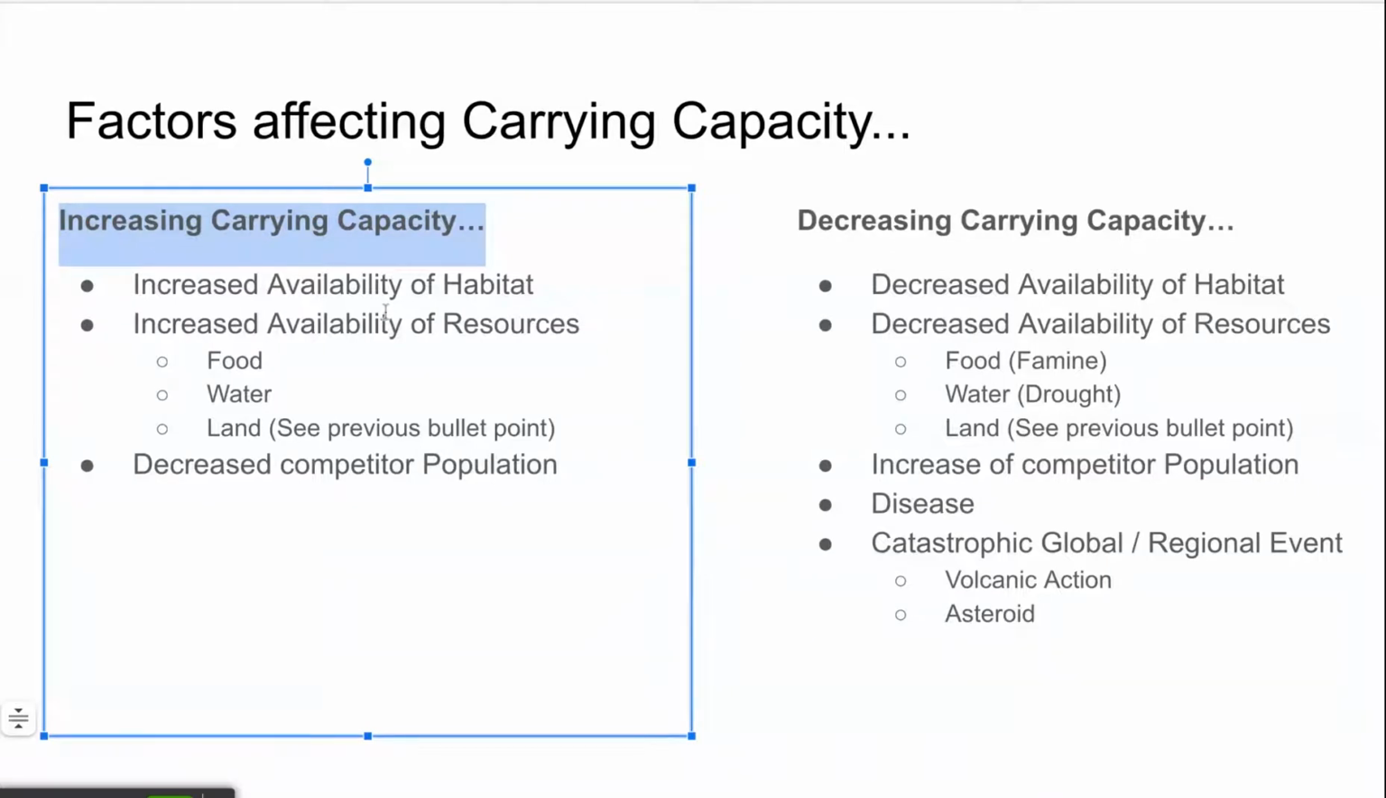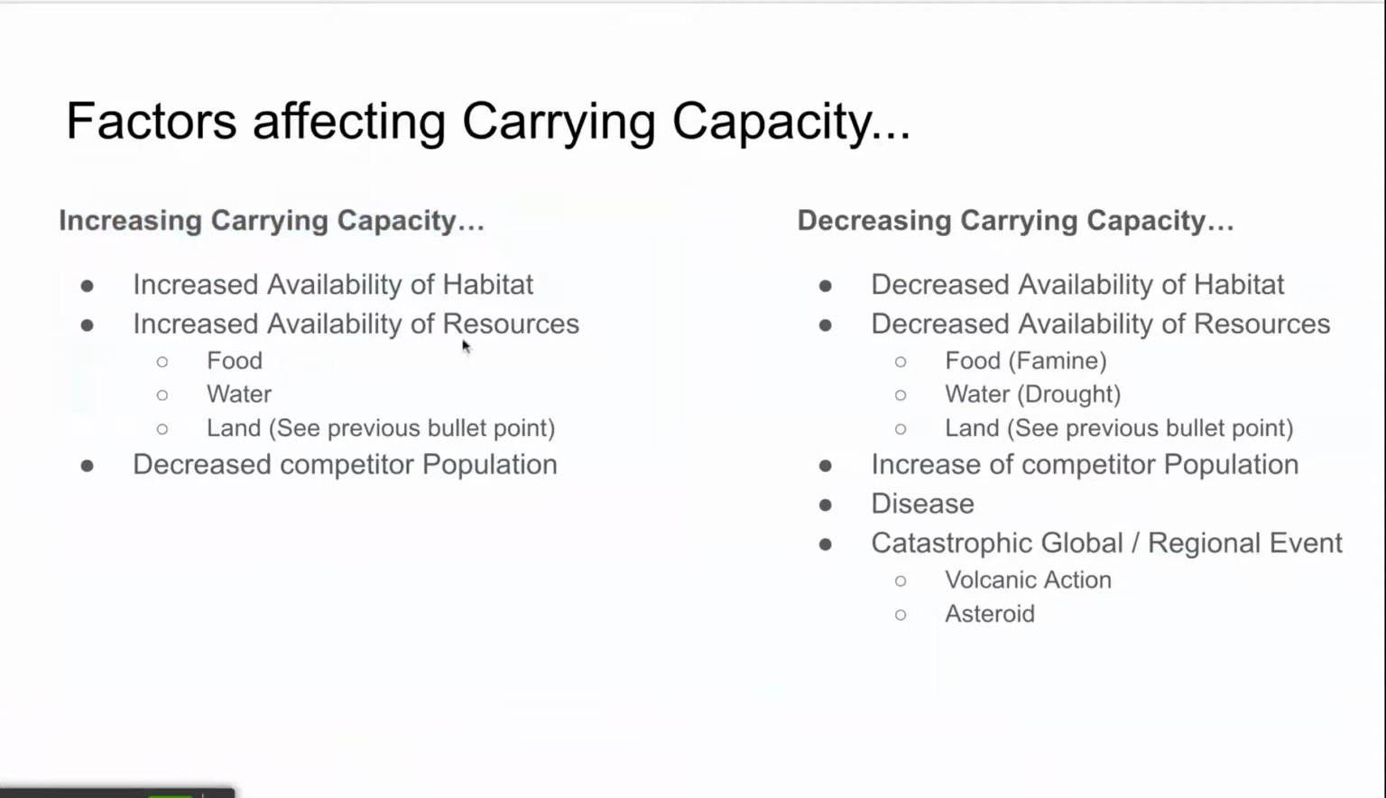What might increase the carrying capacity? I've already mentioned a couple of these. Increased availability of habitat. So maybe you've gotten more land. So let's suppose this is a national park that maybe got bigger. They brought more land into the national park, which generally is going to eliminate more hunting, or at least provide more available land to live. But really, when you get down to it, this is the crux of things.